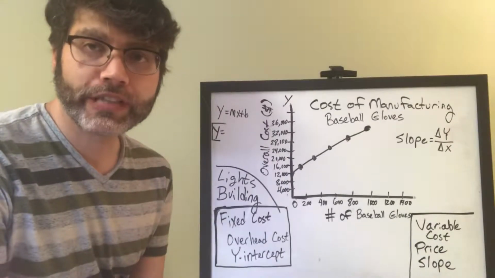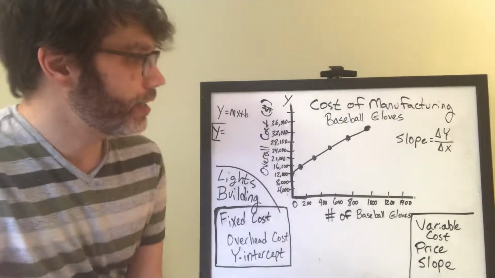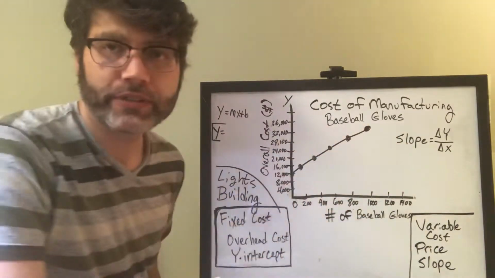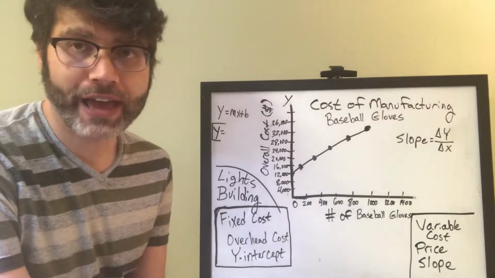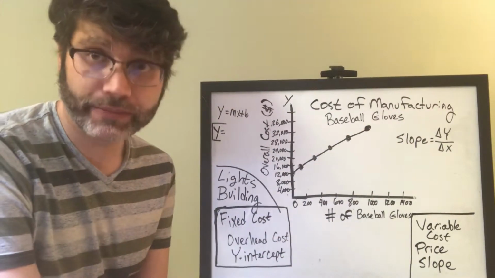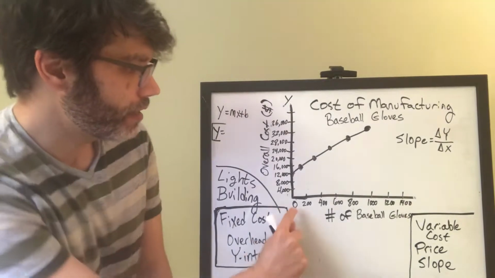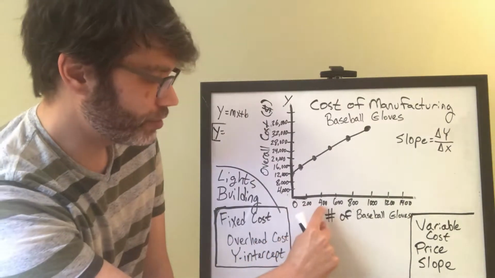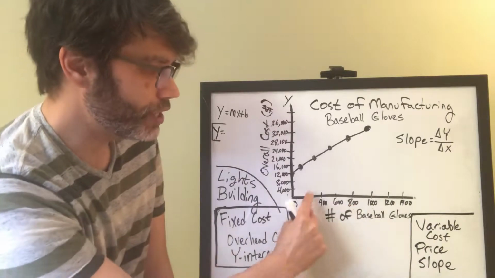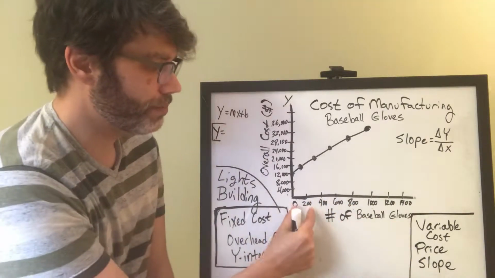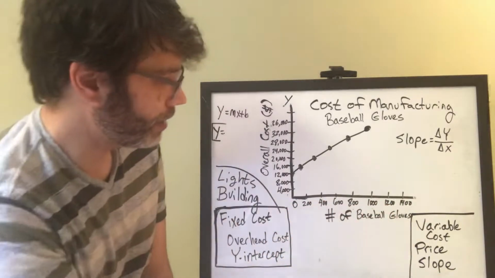All right, here's another example of reading a graph. Here we're using baseball gloves as what we're making. So we have a baseball glove factory that's making baseball gloves. Here we're going up by 200, 400, 600, 800. So each notch of baseball gloves goes up by batches of 200, all right?